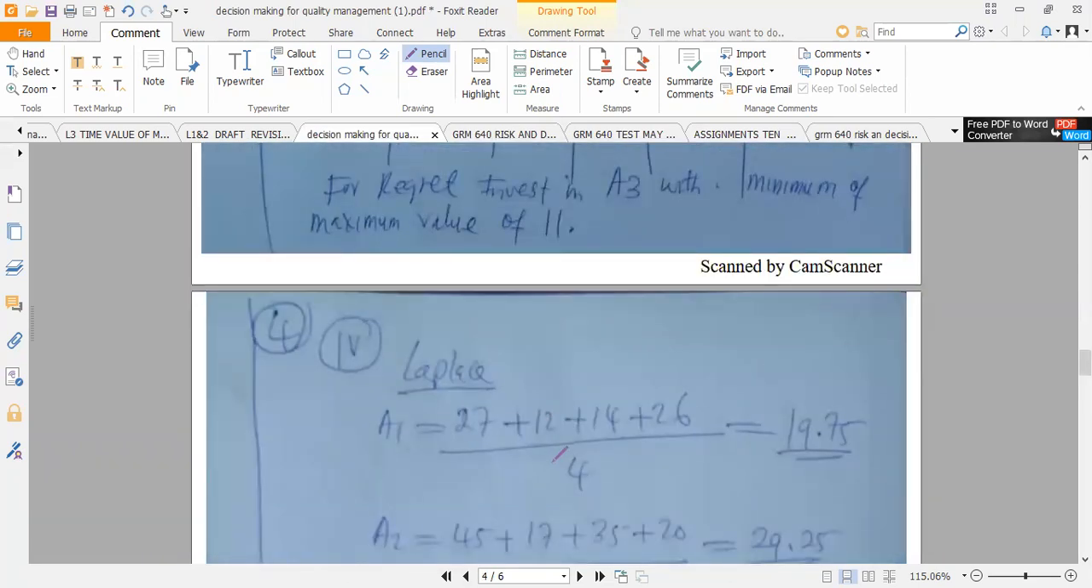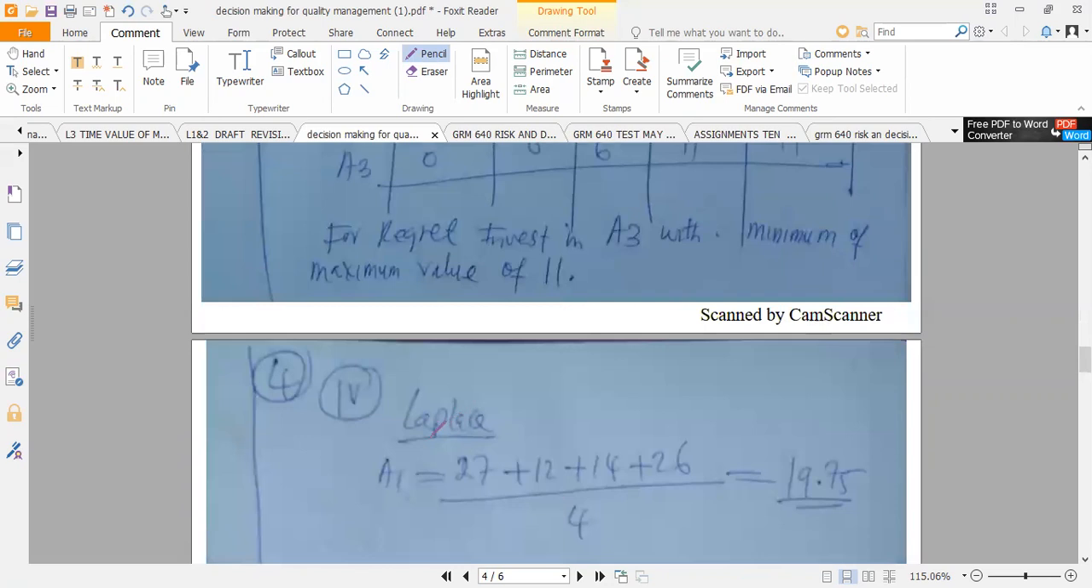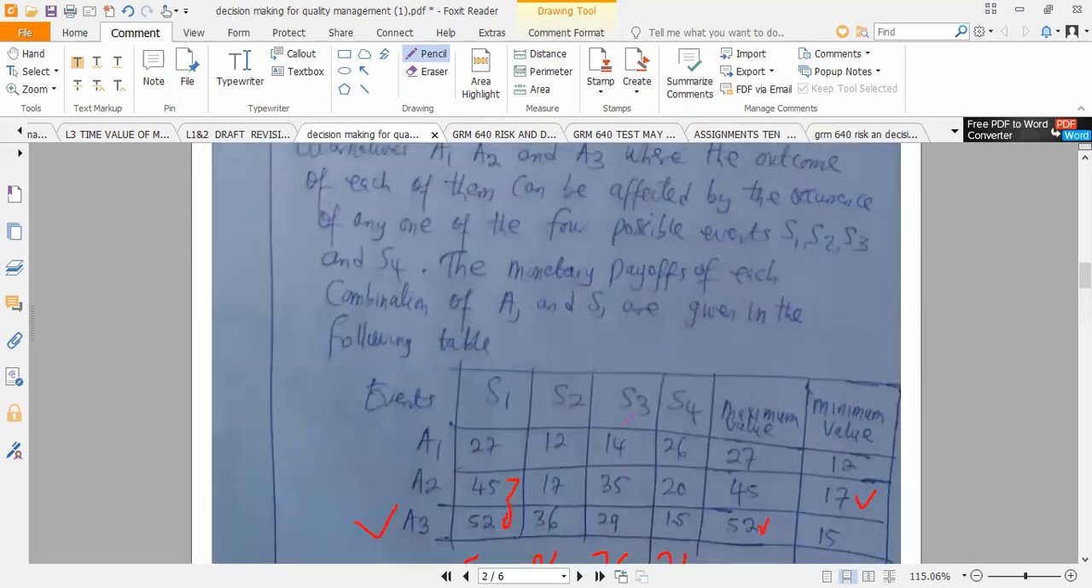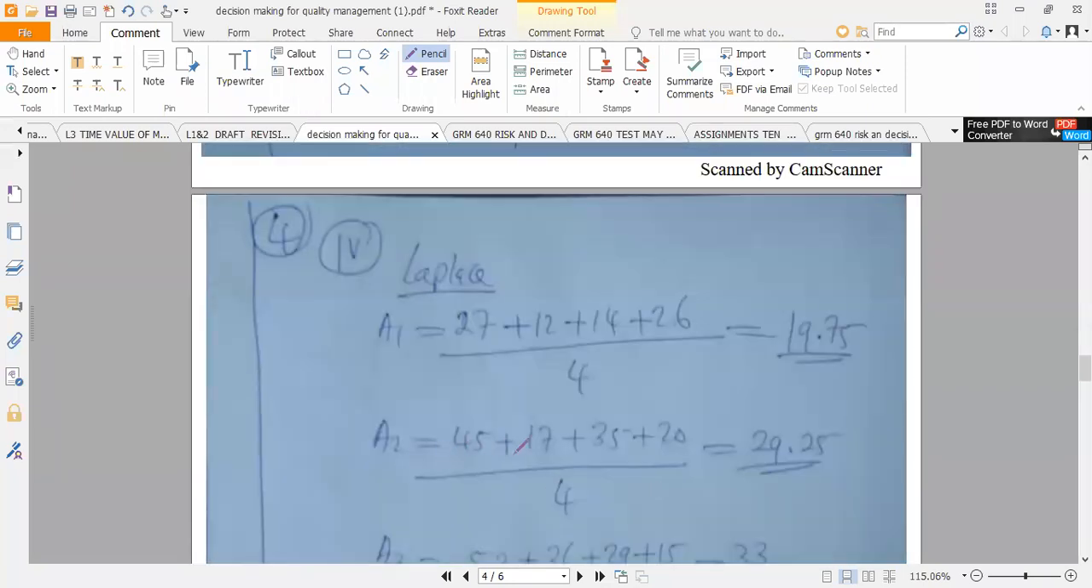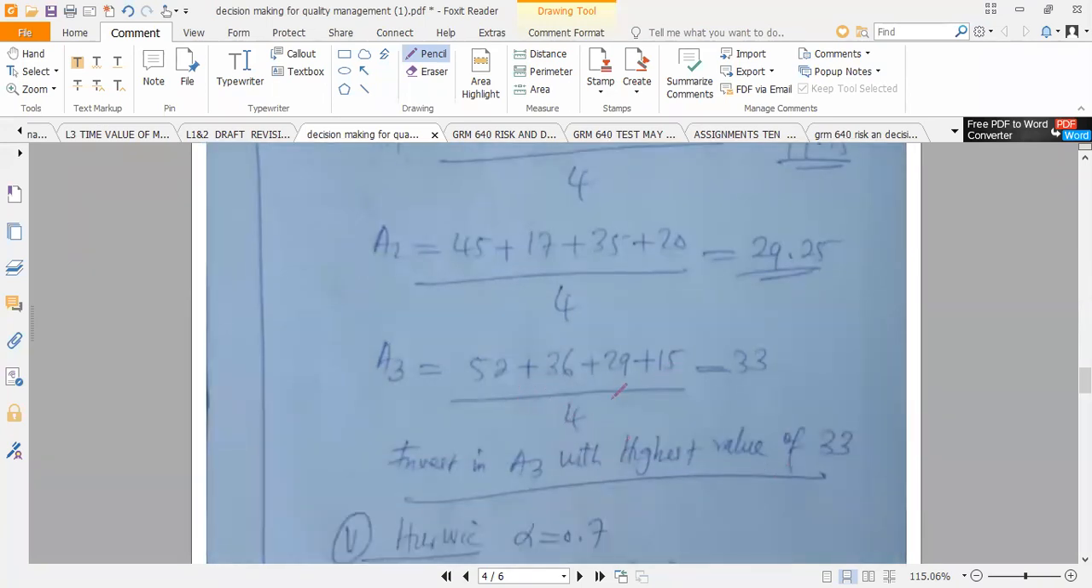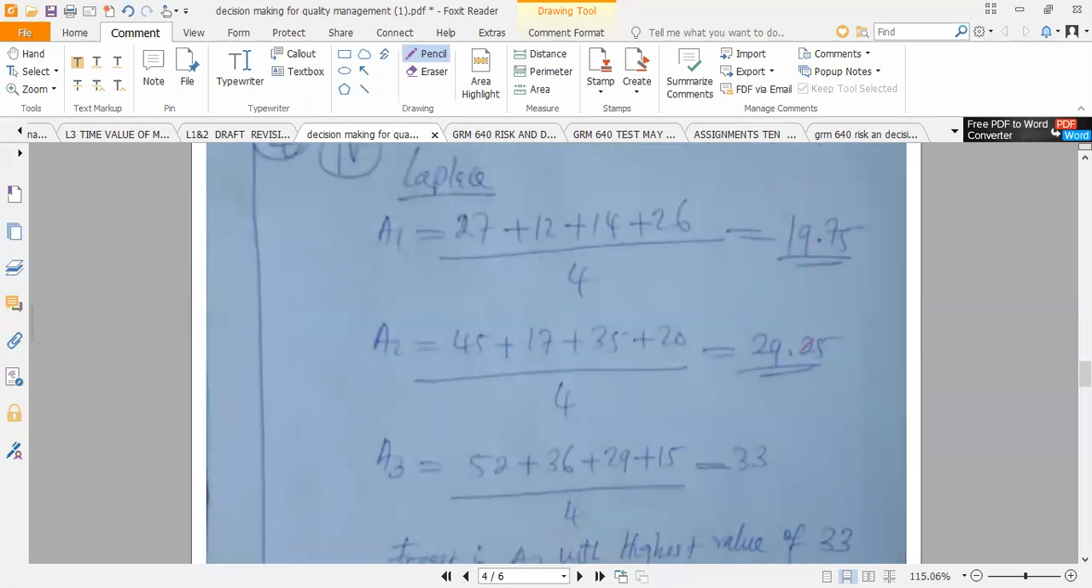Then we go to what is called the Laplace. According to the definition, the Laplace is simply the average. So the average for alternative 1, we add all the payoffs 27, 12, 14, and 26. We divide by 4 since there are 4 in there. So we're getting the average for each of them. Alternative number 2, we add all of them and divide by 4. Alternative number 3, we add all of them, divide by 4. And from them, we look at the highest value.